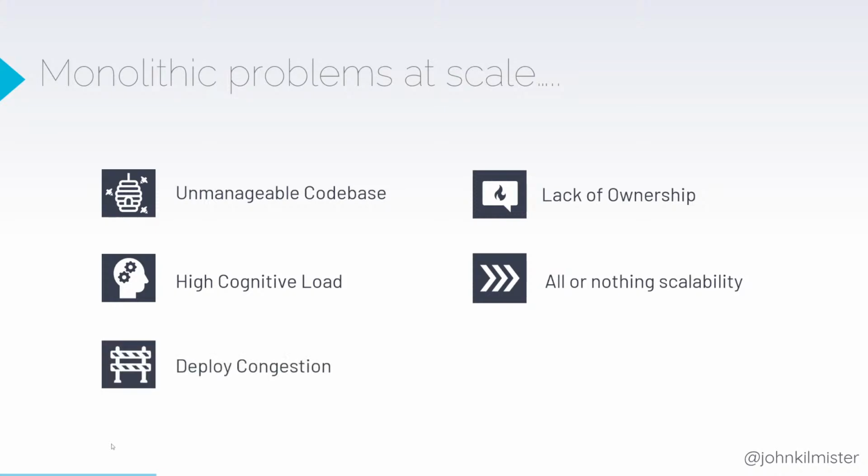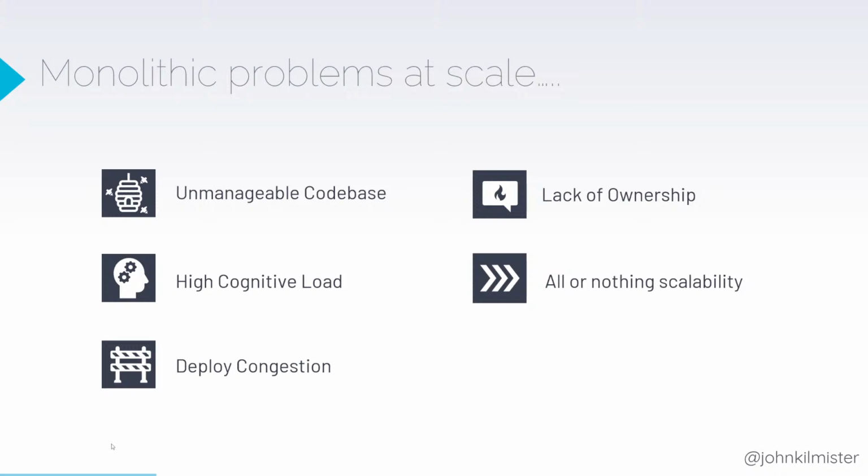And then we have deploy congestion. When we are deploying everything as one large block, every feature that gets developed has one or two options. You either choose to deploy one feature at a time, and if you do that, you then have a queue of people waiting for their feature to go out. And as the team gets bigger, that just is no longer scalable. There are only so many hours in the day.